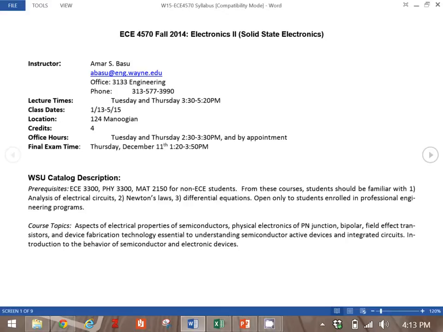3 different types of devices. Actually, mostly 2. In the past, we've done 3, but I've shortened the class a little bit so that we can go more in depth into fabrication technology. The 2 types of devices that we're going to be focusing on in this class are PN junctions. What's another word for PN junctions? Diode. And we'll be talking about semiconductor diodes, and we'll be talking about field effect transistors.